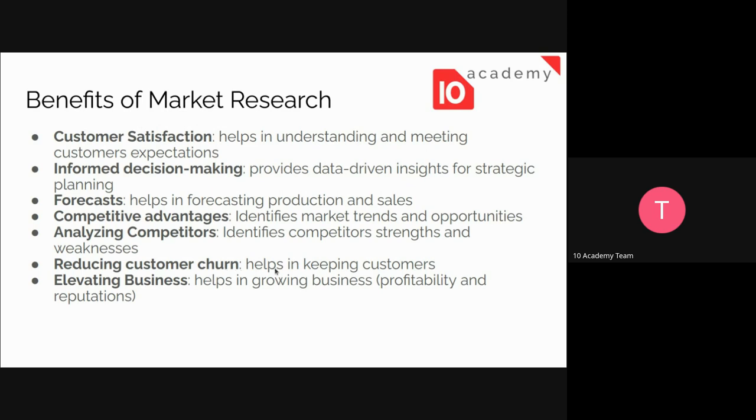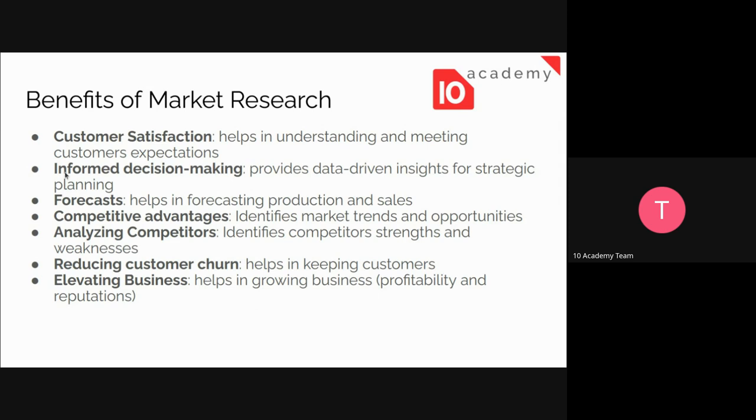I want to talk about that right now, because the reduction of customer churn, what do we mean by customer churn? The customer churn is the rate of the customer to leave basically our product. If the customers are not interested in our product anymore, we call that customer churn. They won't buy our product, they will leave. If there is a competitor, they will go to that competitor. And you want to reduce that kind of scenario. So market research will help us to have this kind of benefit to reduce customer churn.